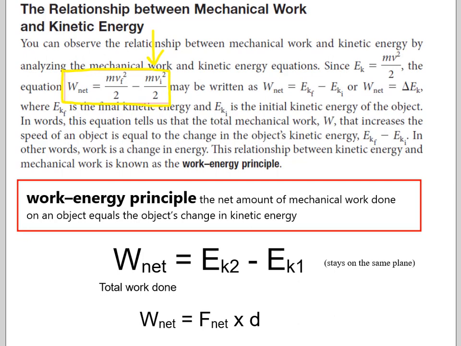So I'm just going to slide down here to the red box. So this is called the work energy principle. The net amount of mechanical work done on an object equals the object's change in kinetic energy. Okay, so you'd have total work done, and we've seen this before, and I'm going to point out right down here that the work done can be expressed as F net times displacement. Okay, so keep in mind these are interchangeable. If you have your formula sheet, make sure you're adding these on here. And EK2 minus EK1, it doesn't always have to be positive. That's another thing to keep in mind. You could have positive energy, you could have negative energy. Okay, and we'll expand that concept as we move along.